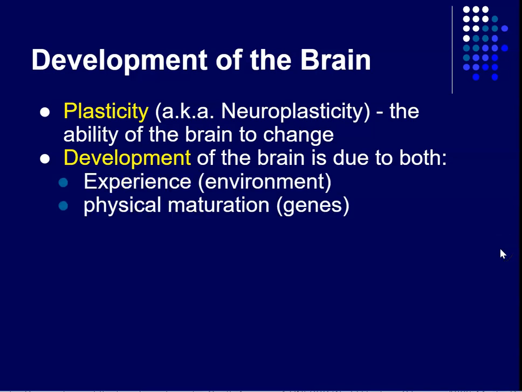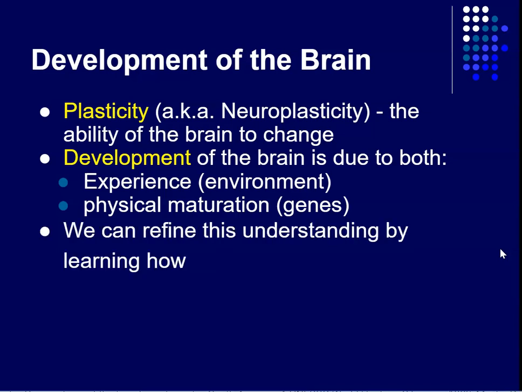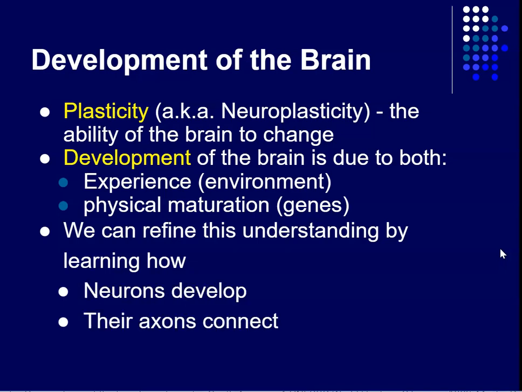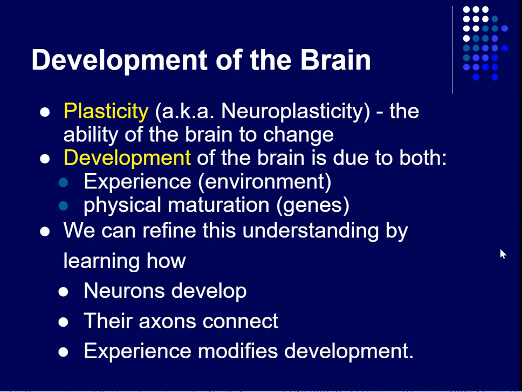Those changes are due both to experience, what the organism is experiencing in the environment, and also physical maturation, which is really just another name for pre-programmed changes in gene expression that occur in cells over time. We can better understand development by understanding how neurons develop, how their axons connect to each other, and also how experience changes the course of development.